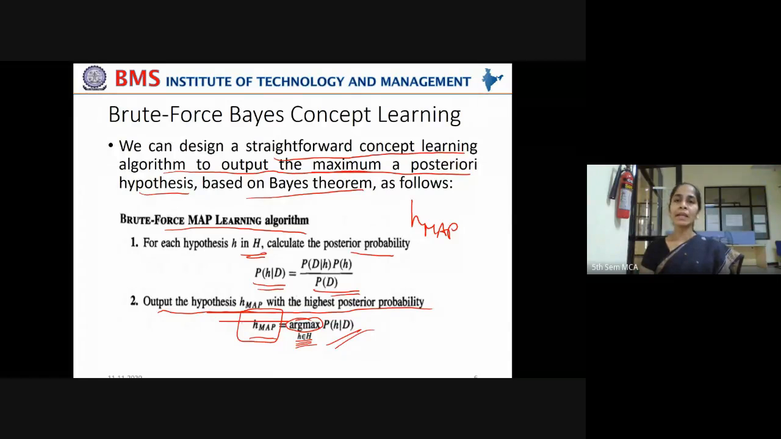Just two steps. Calculate the posterior probability of all the hypotheses, meaning you're trying to find the likelihood of all the hypotheses and select the hypothesis with maximum likelihood, with maximum chances of becoming true with the given training examples. That is the output hypothesis H MAP with the highest posterior probability, represented as argmax among all the hypotheses H belonging to the hypothesis space capital H, select the one whose posterior probability is maximum. That is nothing but your H MAP, the maximum a posteriori hypothesis. Is it easy to understand now?